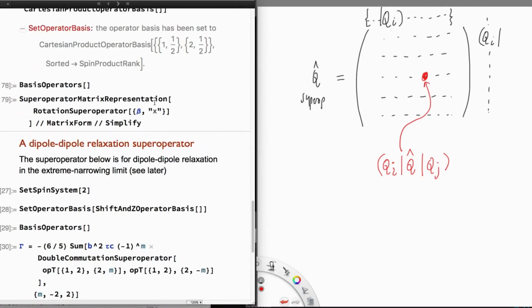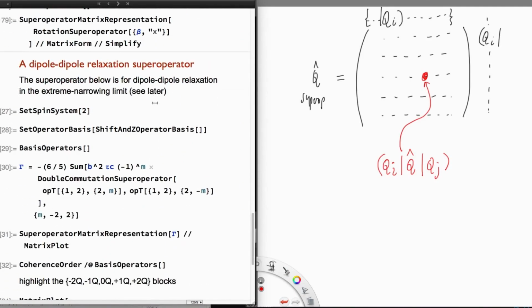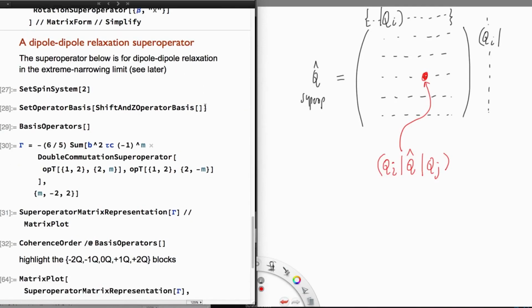Now, before finishing this lecture, I just want to show an example of a more complicated superoperator. And here I skip ahead, but it's maybe good just to show you what this looks like. This is a relaxation superoperator. Something we would use in spin-dynamical calculations for figuring out what happens when you have dipole-dipole relaxation, as involved in the nuclear Overhauser effect, for example.